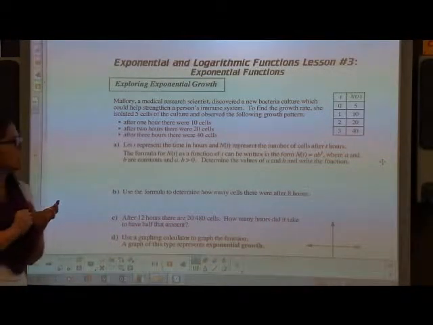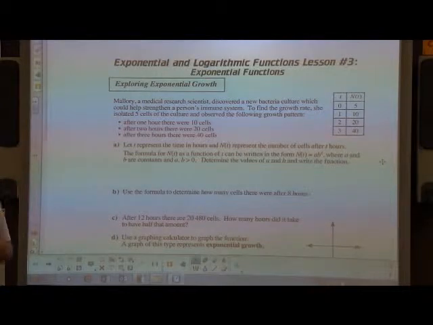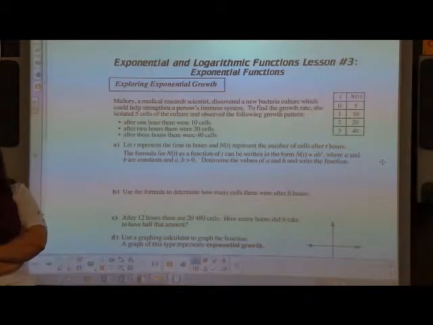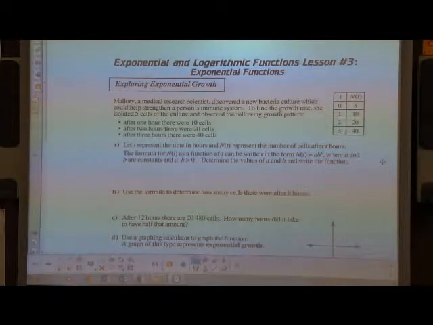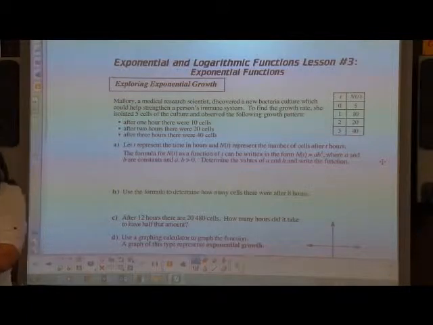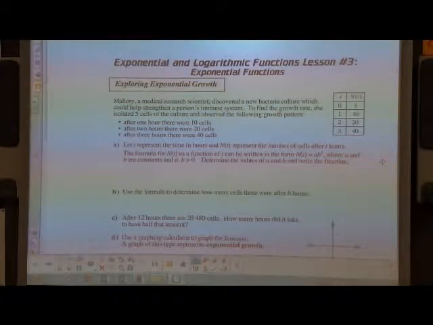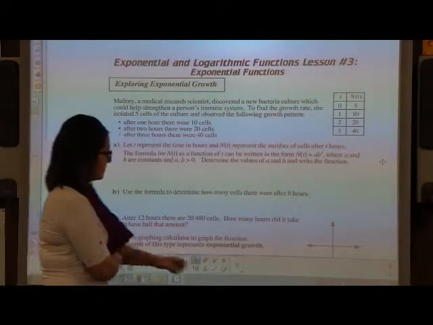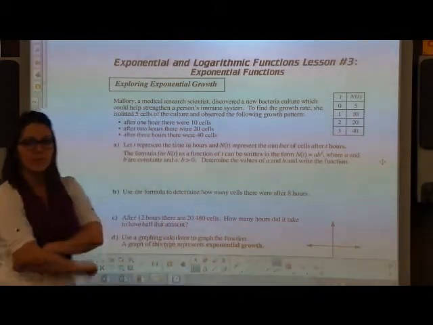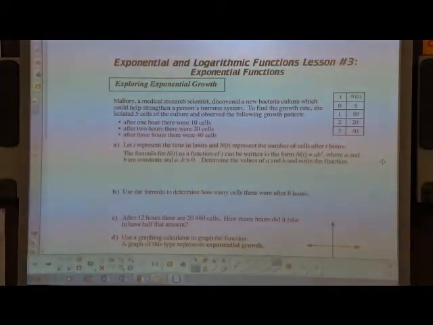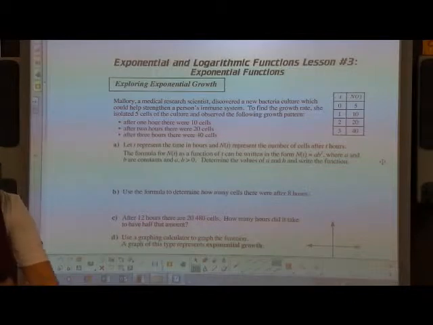So if we let t equal the time in hours, and n of t being the number of cells after t hours, so n is a function of time. The formula for n of t as a function of t can be written in the form n of t equals ab to the power of t. a and b are constant numbers, and they're both greater than 0. What are the values? Any ideas as to what a and b could be?